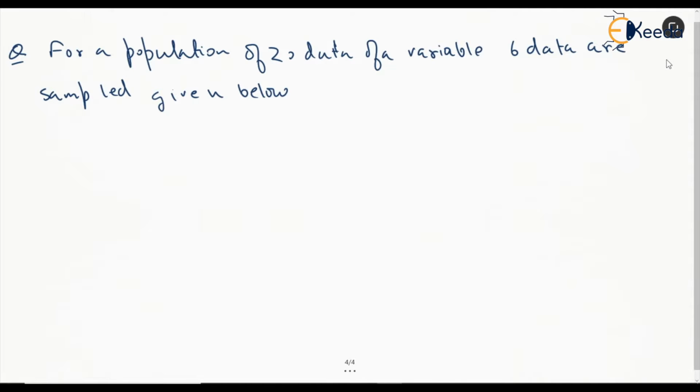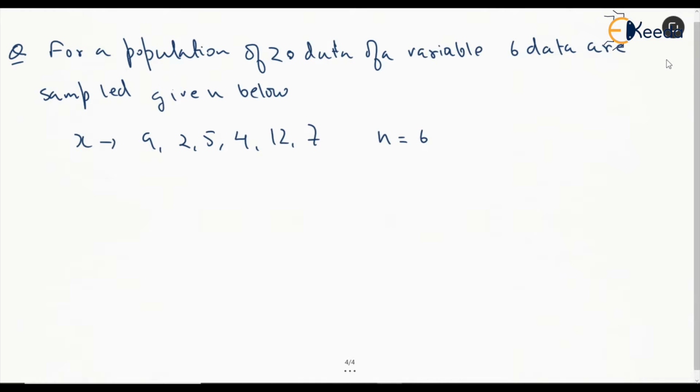So this x is 9, 2, 5, 4, 12 and 7. So we see that out of 20 data, we have been provided with a sample of only 6 data: 1, 2, 3, 4, 5, 6. So n is equal to 6 here, right?